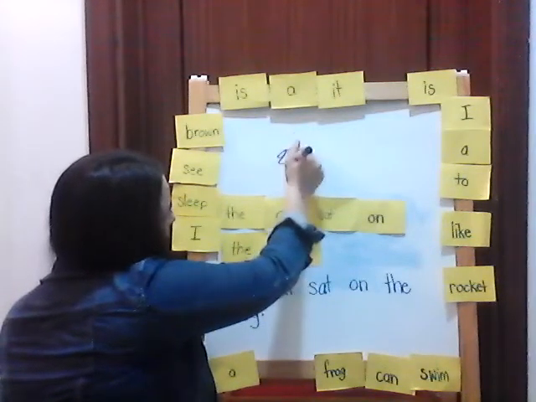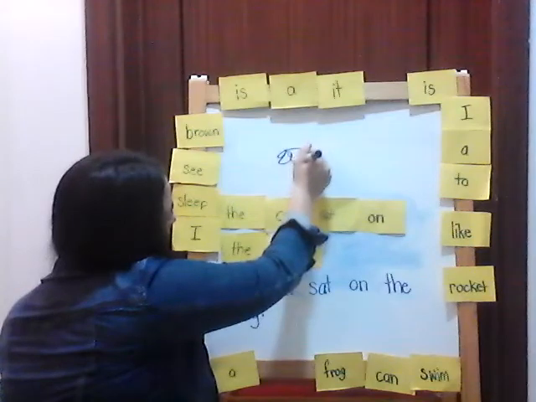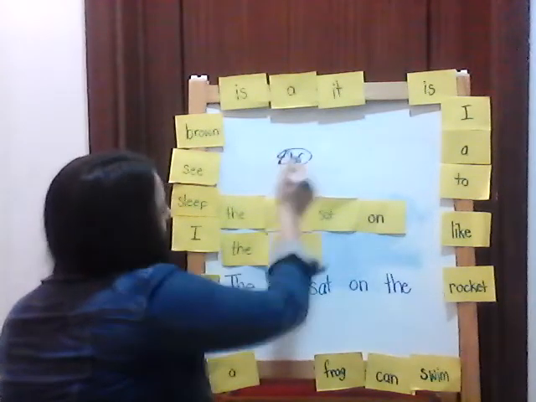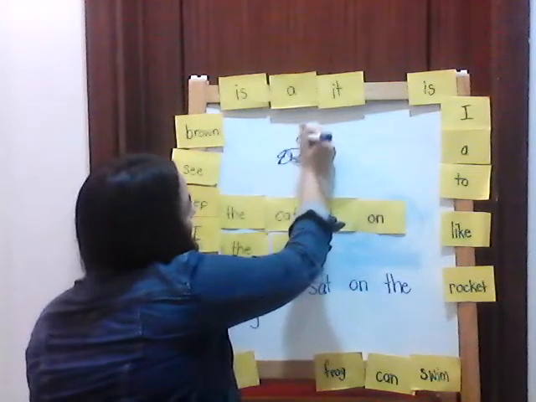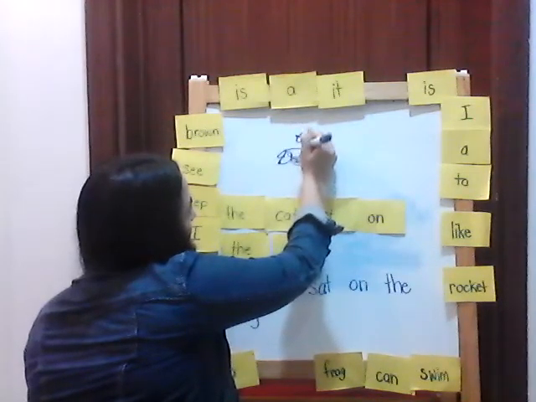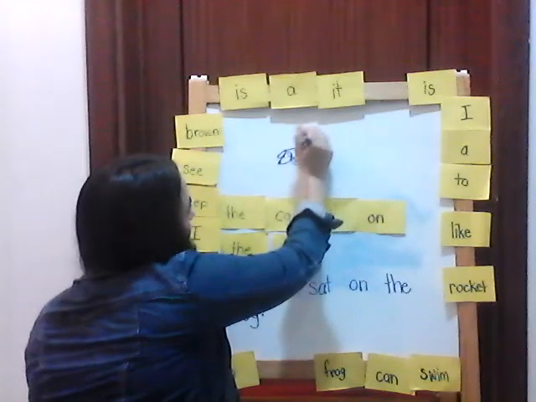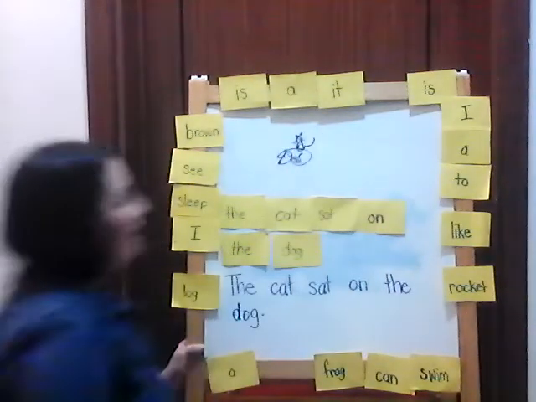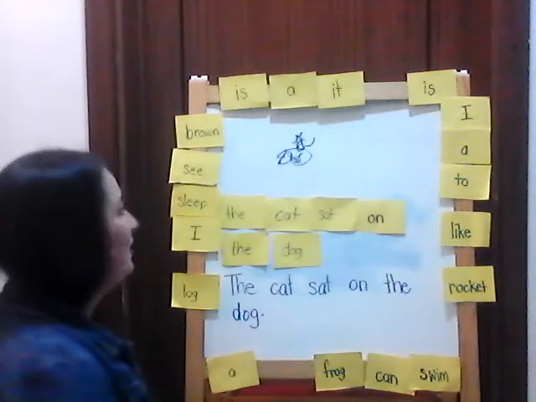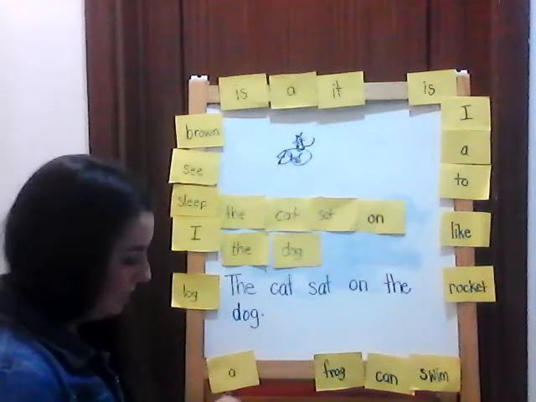So you can draw a dog asleep, like this. And then I'm going to draw a cat sitting on him. There. The dog sat on the cat. My picture's kind of small, so when you draw your pictures, make sure they're big.